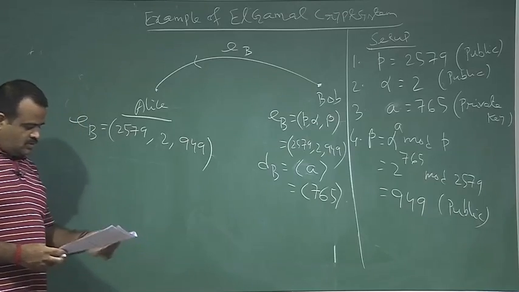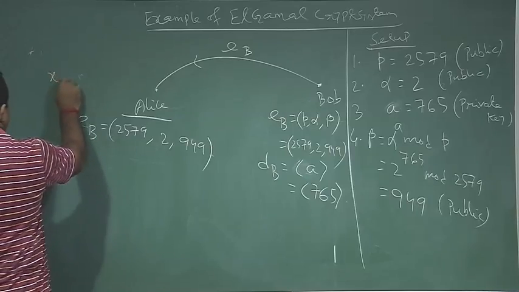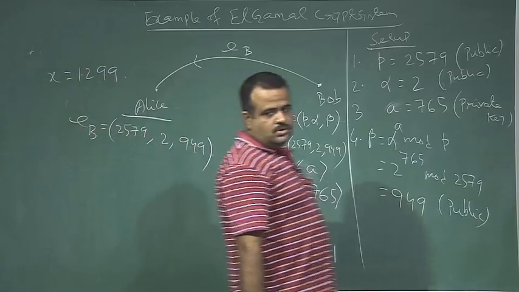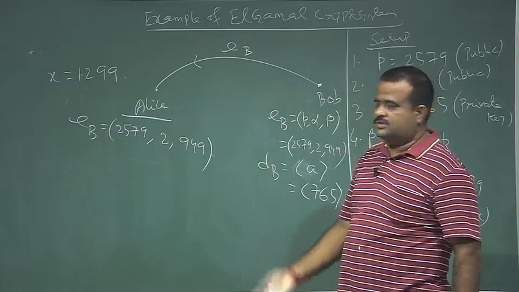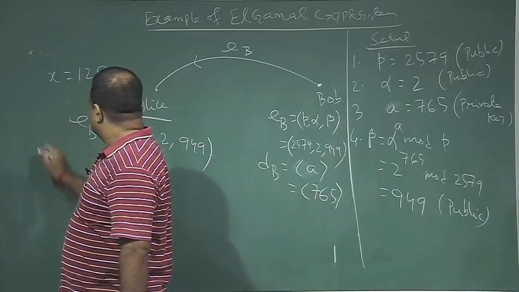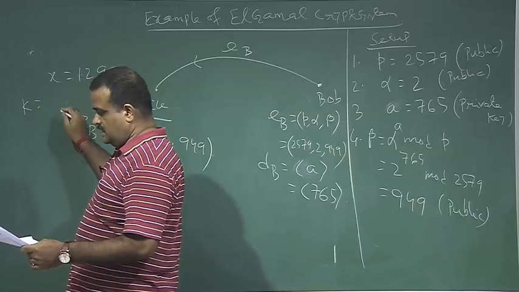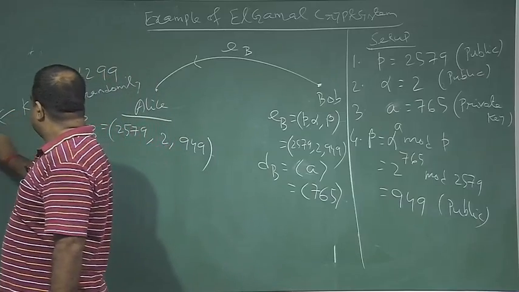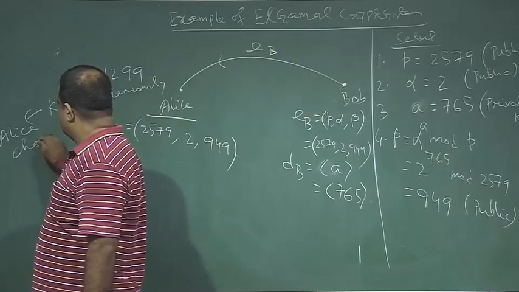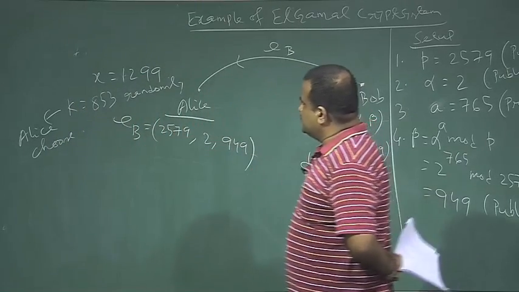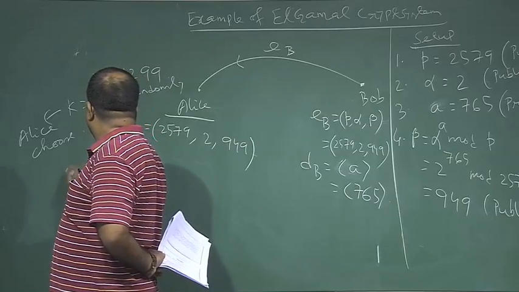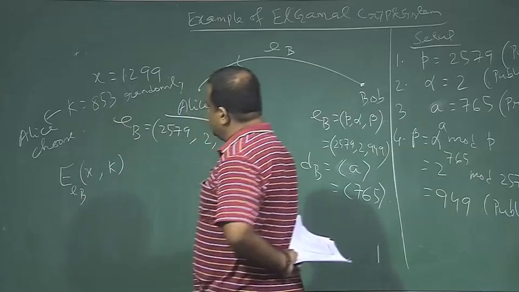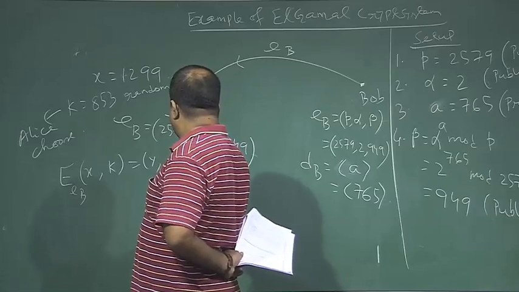Okay. So, now suppose Alice wants to send a message to Bob and the message is say 1299. This is the message Alice wants to send to Bob. So, now Alice has to choose a random number k. Suppose Alice chooses k as 853 randomly. Then Alice encrypts this x with this k using Bob's public key and generates y1, y2. This is the ciphertext C.